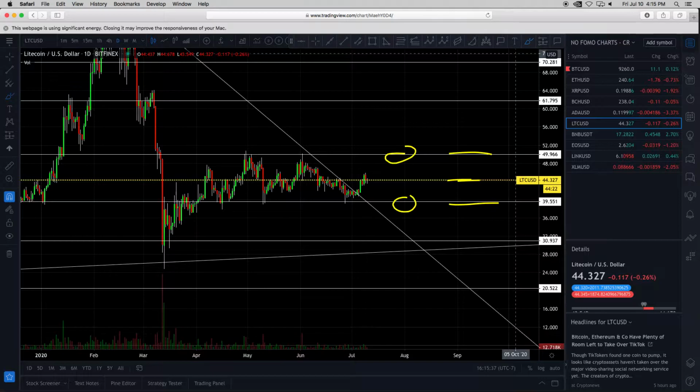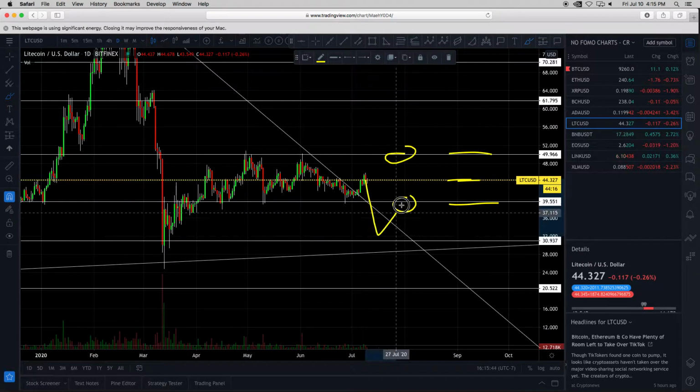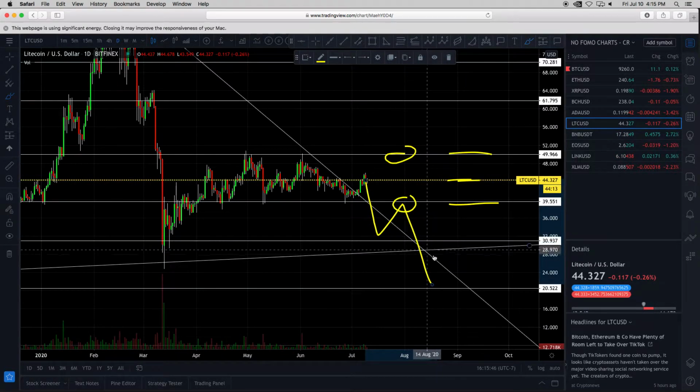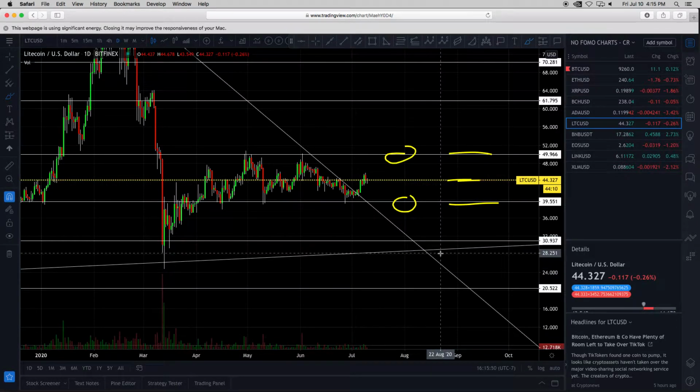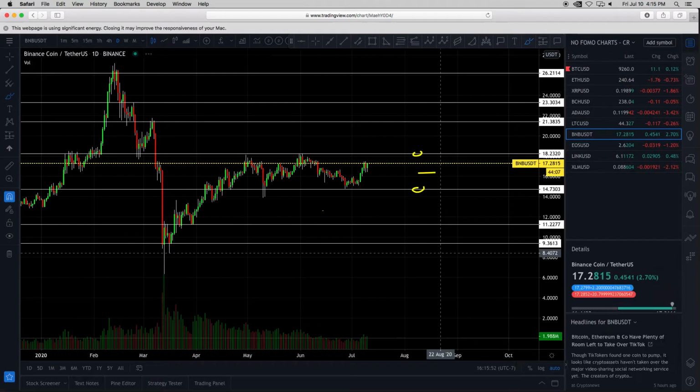It's possible, but we have Q2 earnings coming up for corporate stocks. So we want to watch out for that. If we fail, if the whole market crashes, then down, resistance test, back down to this trendline support down here, which would be about $28. Okay. Next, BNB USDT, Binance Coin, Tether, US.